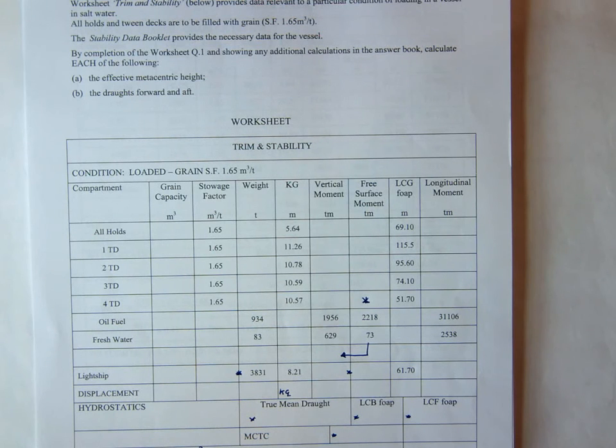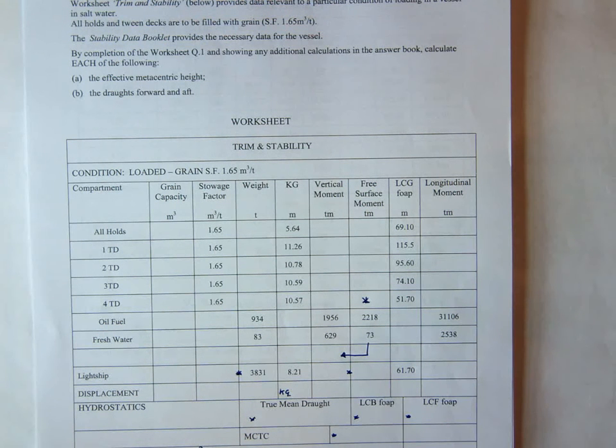A question that comes up from time to time is the worksheet. A very straightforward question really, and one that should guarantee you plenty of marks, providing you take your time and don't make any silly mistakes. So here's our worksheet. All holes in between X to be filled with grain, storage factor 1.65 meters cubed.